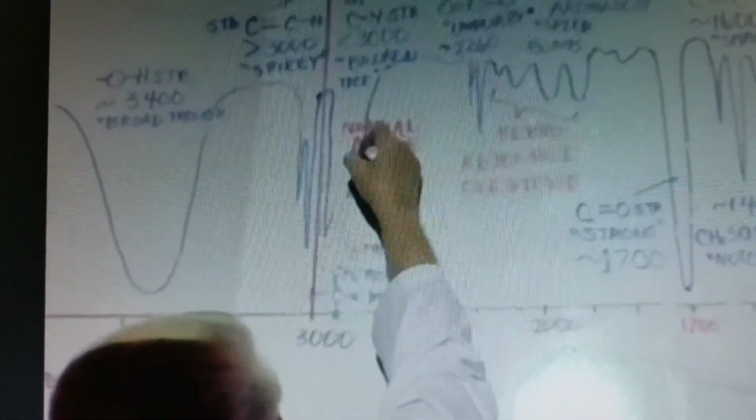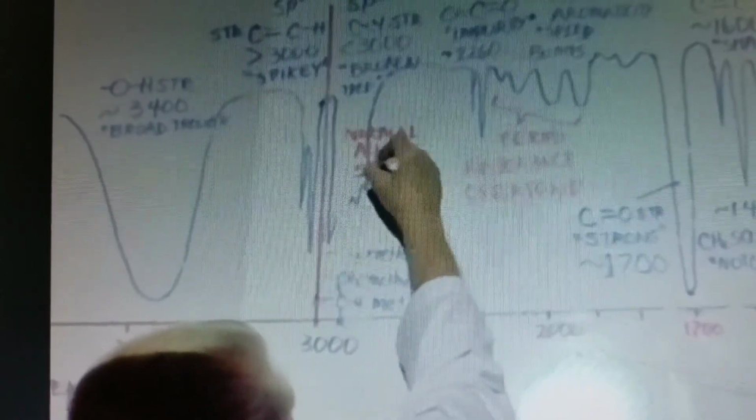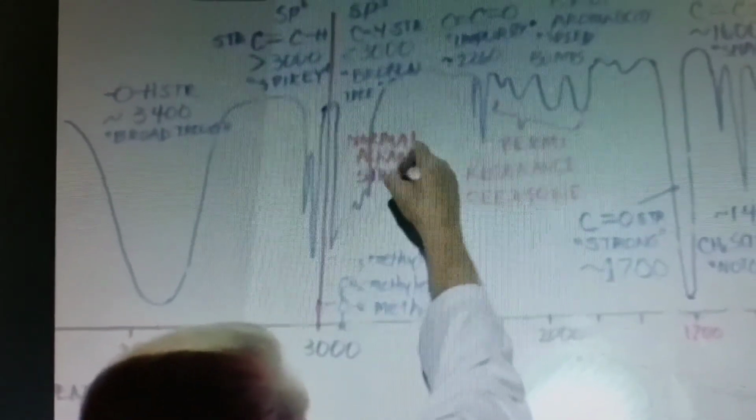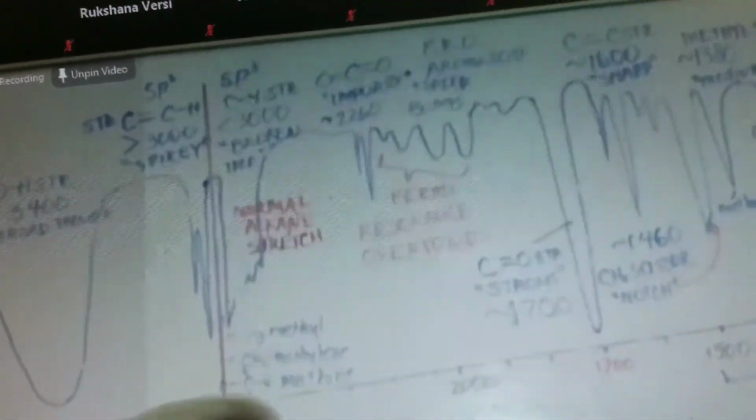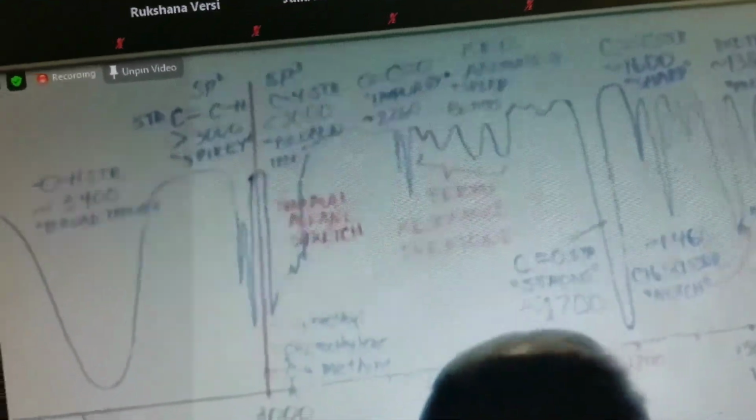If I'm getting all normal alkane stretch, then it's all normal alkane. That means there's no double bonds in there anyway. Or they show triple bonds.